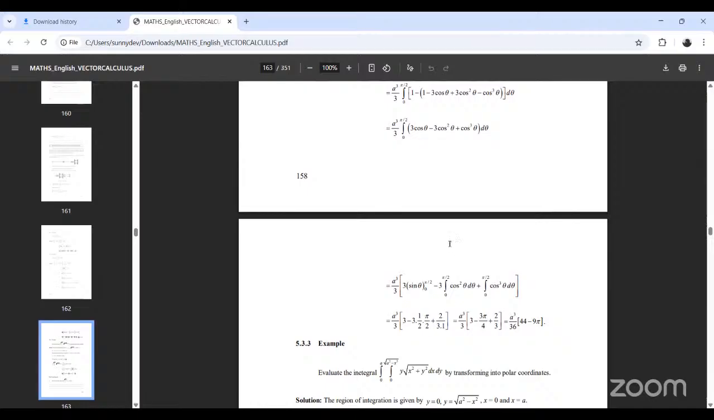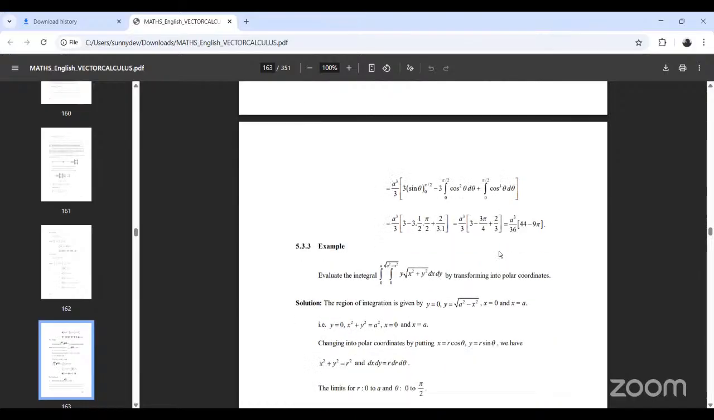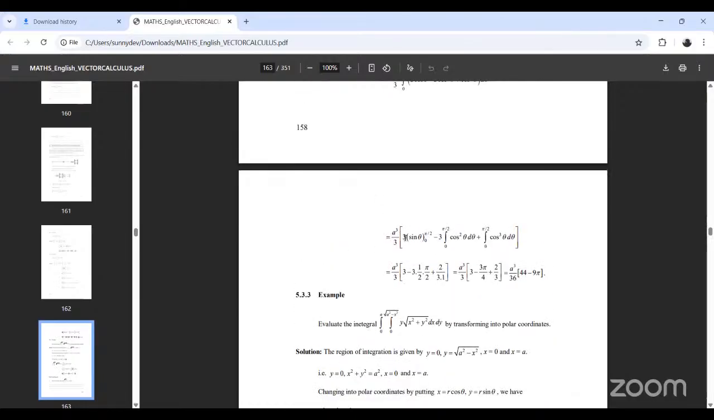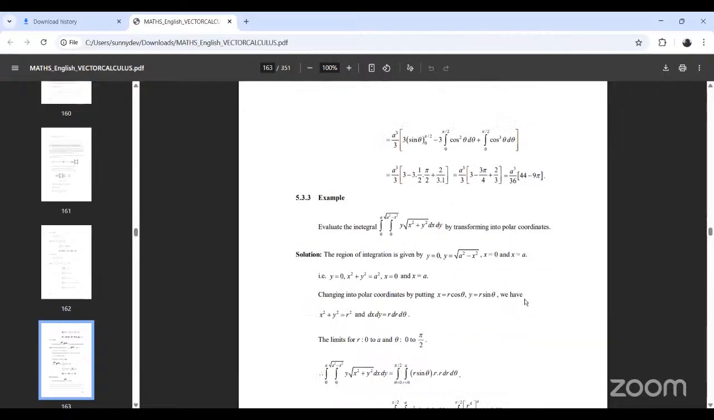We have binomial formulas there. That is, we are using 1 by 2 into pi by 2, m by n minus n. And cos cube theta also, we use those integration formulas. In your test, you can also get it from Google. Otherwise, at the intermediate level we have these formulas. Okay, so after that, we are getting the value a cube by 36 into 44 minus 9 pi.